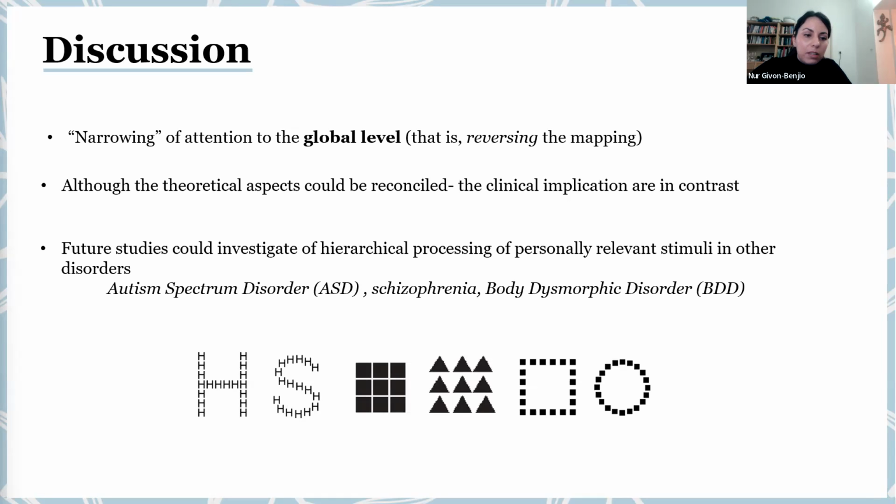Biased hierarchical processing style has been demonstrated using the Navon test in other disorders, such as schizophrenia and body dysmorphic disorder. Since the processing of personally relevant stimuli seems to be qualitatively different, future studies should examine the role of hierarchical processing by using stimuli that are relevant to the specific emotional and behavioral psychopathology.